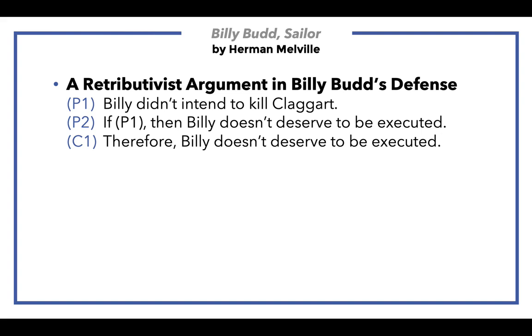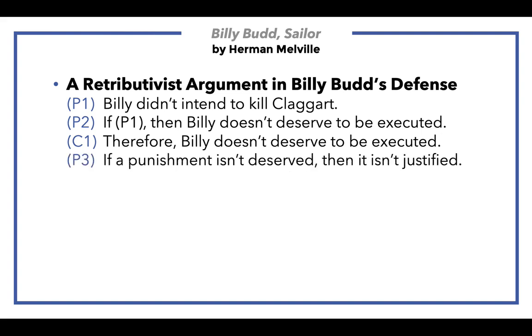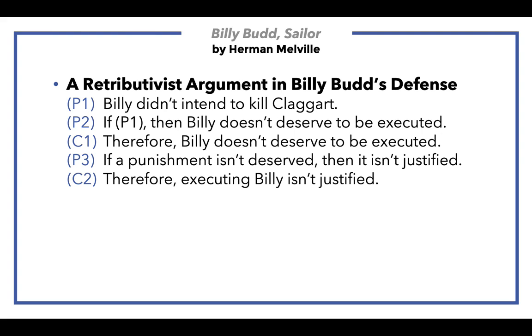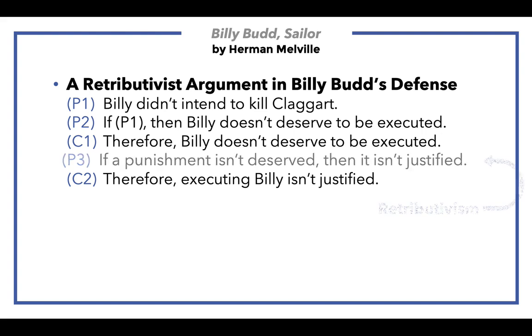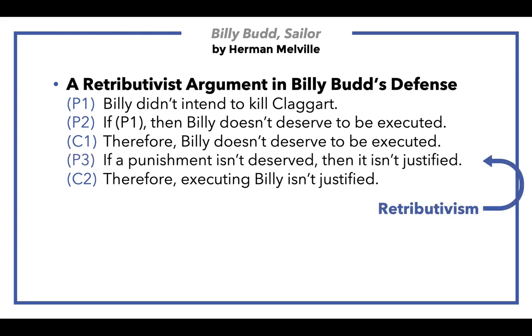Conclusion 1, Billy doesn't deserve to be executed. And if a punishment isn't deserved, so if execution isn't deserved, then it isn't justified. So conclusion 2, executing Billy isn't justified. Now again, when we look at this argument, one of the premises is a moral premise. It's stating a theory about punishment. If you've been paying attention, you notice in the other arguments it was premise 3, and that's true again here. Premise 3, if a punishment isn't deserved, then it isn't justified. That's just retributivism about punishment.